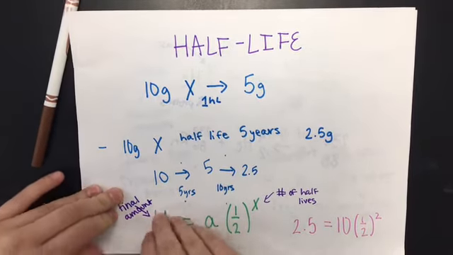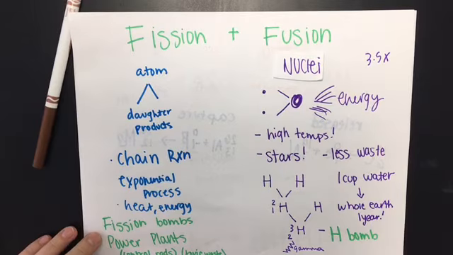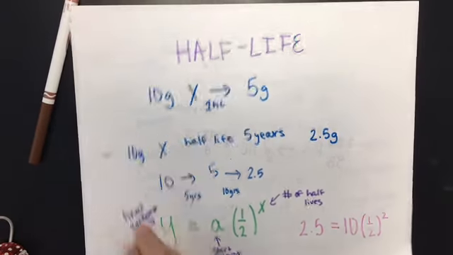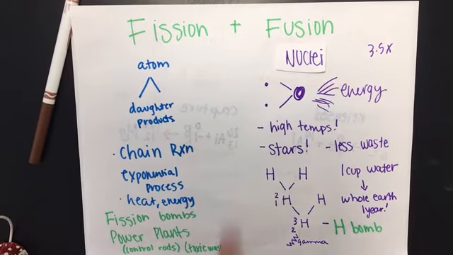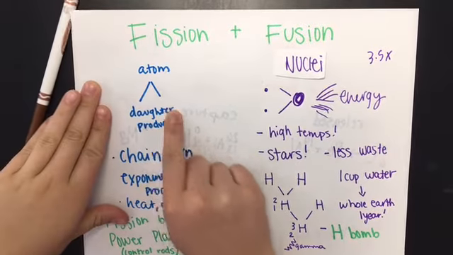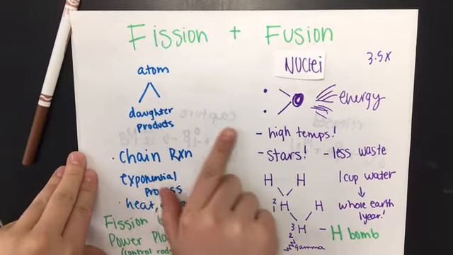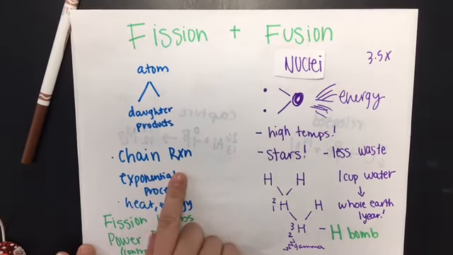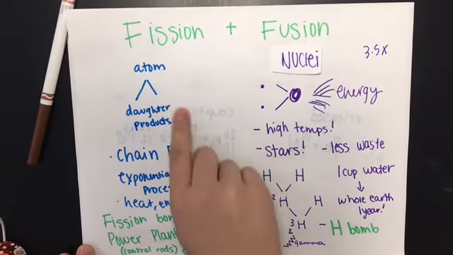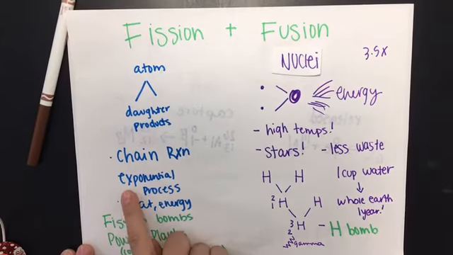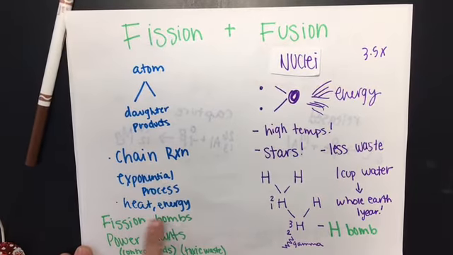2 half-lives. Now let's move on to fission and fusion. Fission is when an atom splits up into two daughter products because the nucleus is very large and unstable. This comes in a chain reaction, so it'll just keep on happening and more daughter products will come. It's an exponential process and it has a lot of heat and energy.